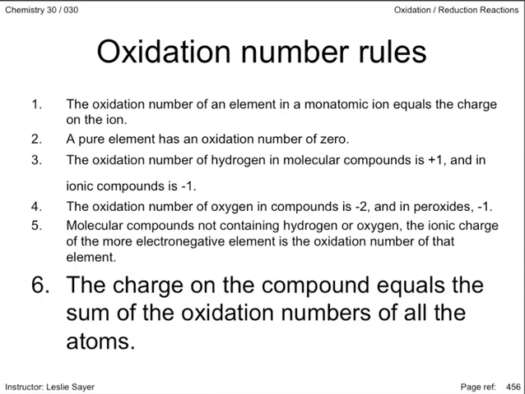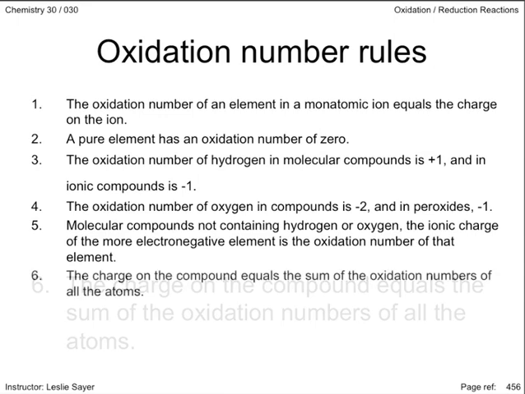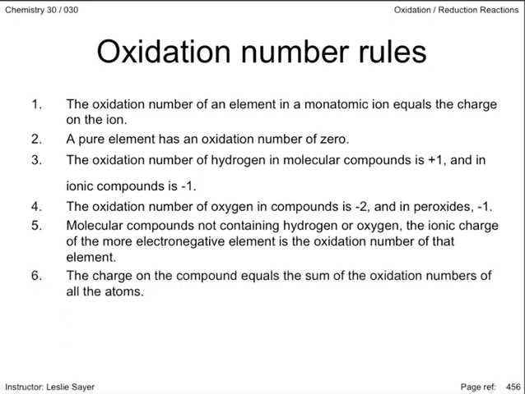Rule number 6. The charge on the compound equals the sum of the oxidation numbers of all the atoms. The sum of the oxidation numbers of all the atoms in a neutral compound is 0. In a polyatomic ion, the oxidation numbers should add up to the charge of that ion. It's this rule that helps us apply oxidation numbers to atoms not included in our rules. The rules should be memorized. Practice in assigning oxidation numbers to atoms of compounds and polyatomic ions will certainly help.